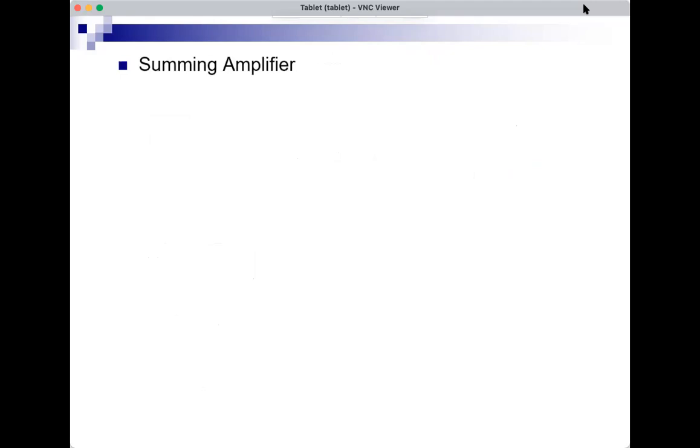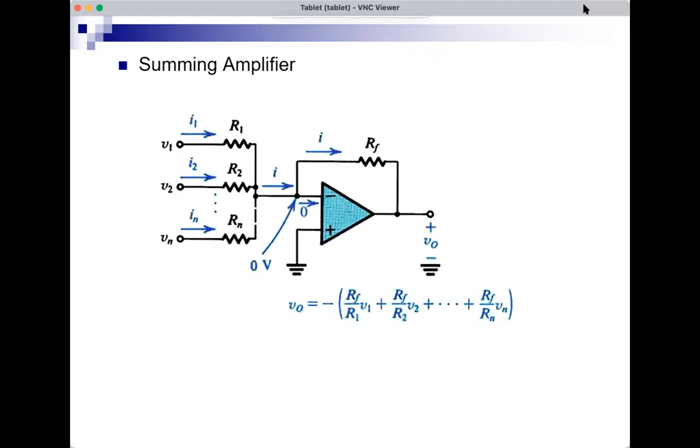Here's another application of this circuit, the inverting amplifier. The summing amplifier is actually an application of the inverting amplifier with superposition. So if you consider just R1 with RF and forget about R2, V2 to Rn, Vn, the circuit will be an inverting amplifier for V1. If you forget about V1 and R1 and just consider V2 and R2, the circuit will be an inverting amplifier for V2. And so on and so forth until Vn, the circuit is an inverting amplifier for Vn.